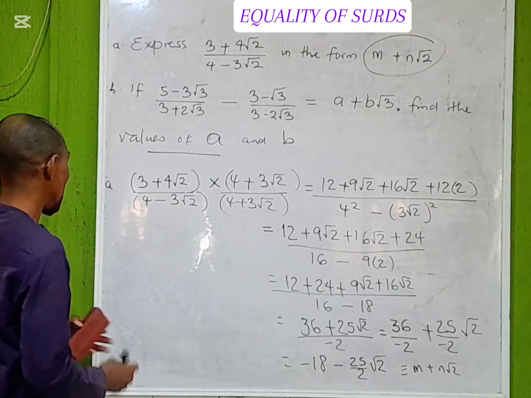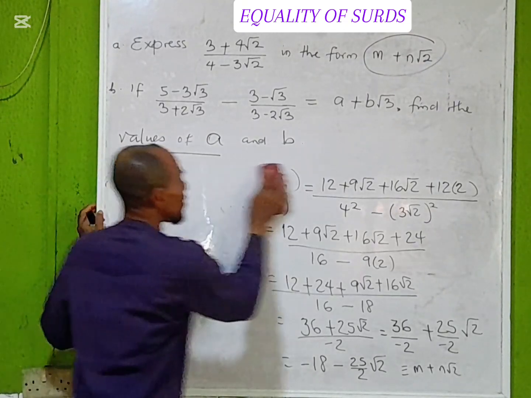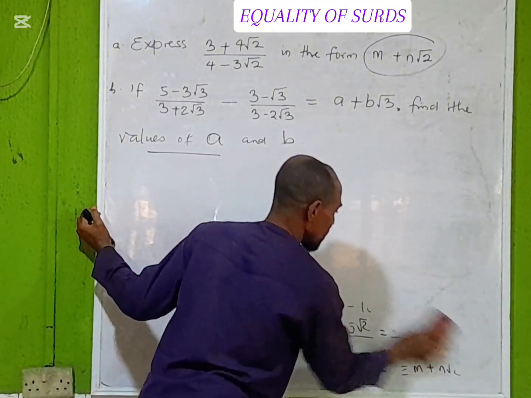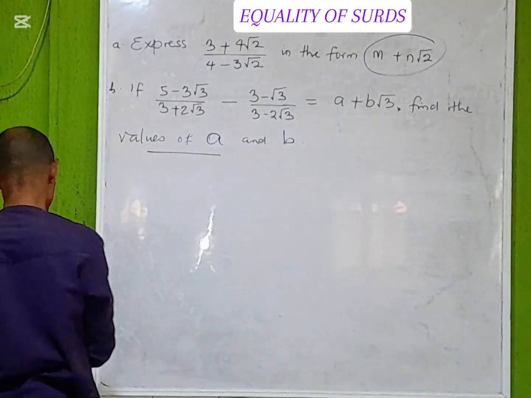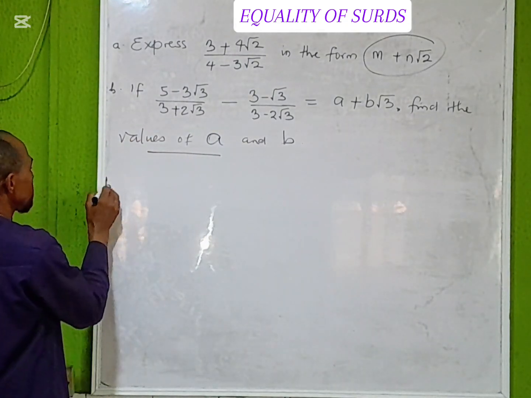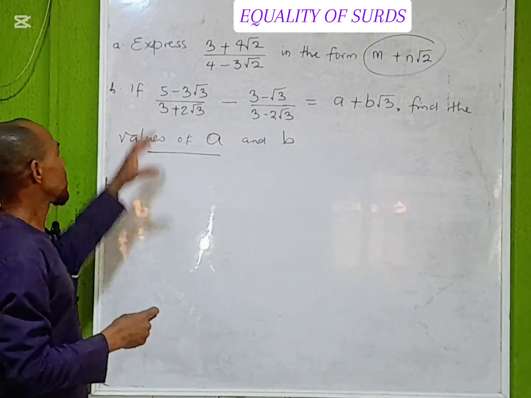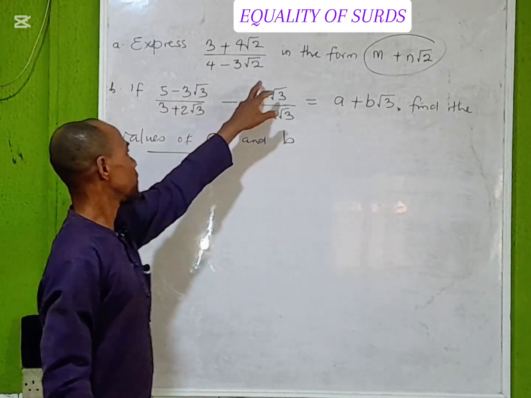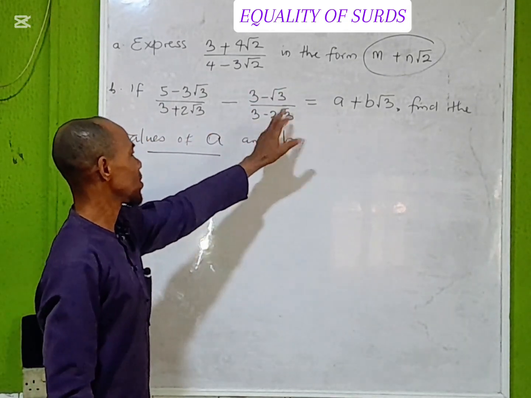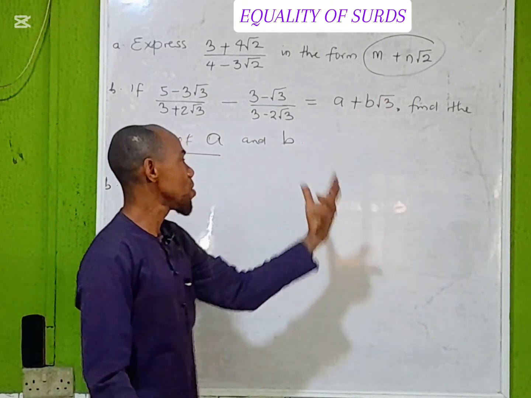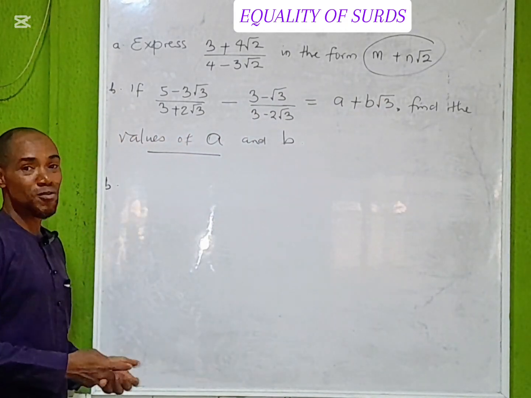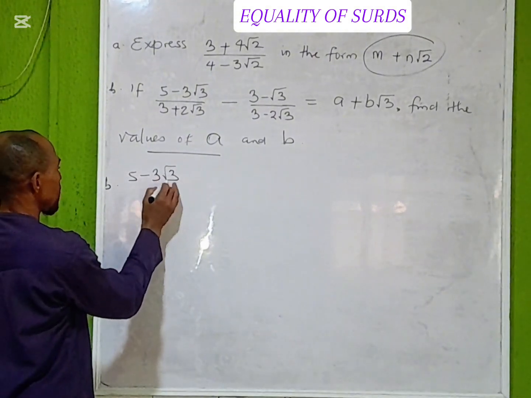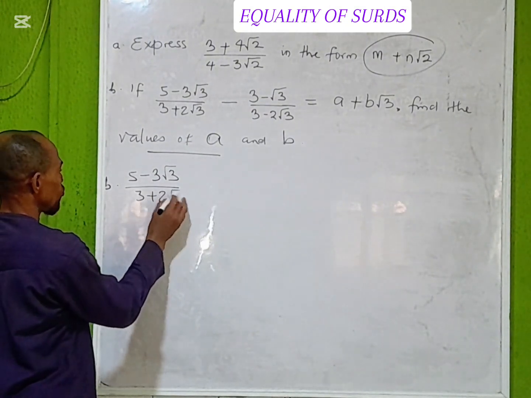Without much time wasting, let's go straight to question B. B might seem to be a bit daunting, but trust me, it's not as scary as it appears once you start solving. So let's go. For question B, however, we are told outright that 5 minus 3 root 3 over 3 plus 2 root 3 minus 3 minus root 3 over 3 minus 2 root 3 is equal to A plus B root 3. All we need to do now is to find exactly the values of A and B. So we have 5 minus 3 root 3 over 3 plus 2 root 3.